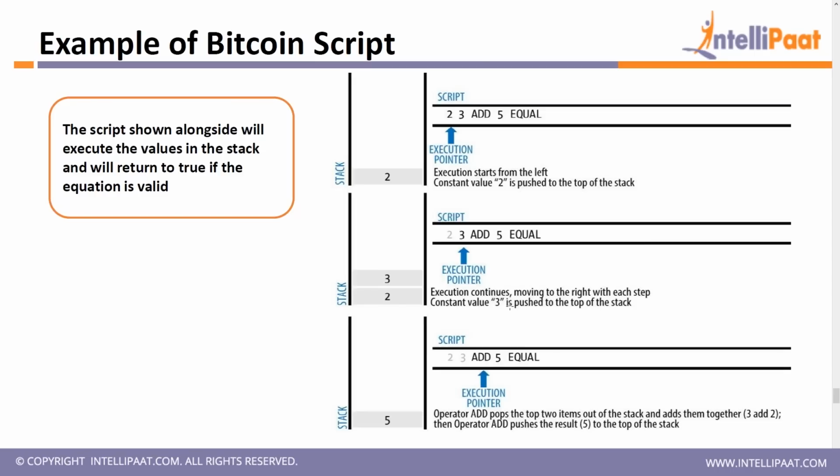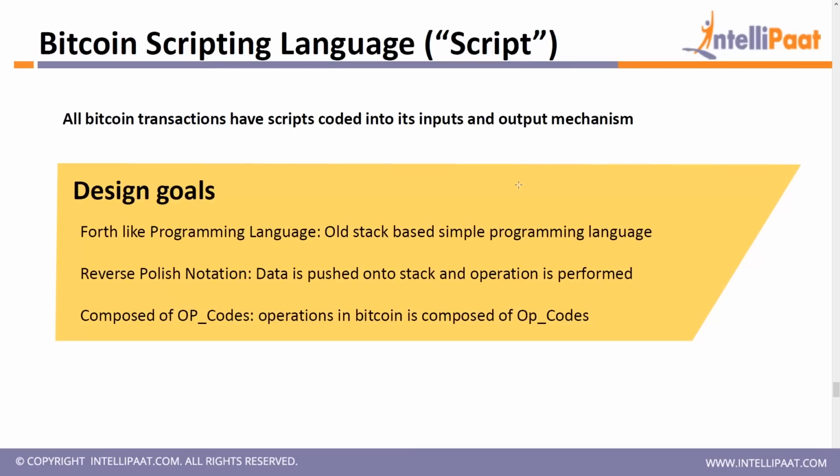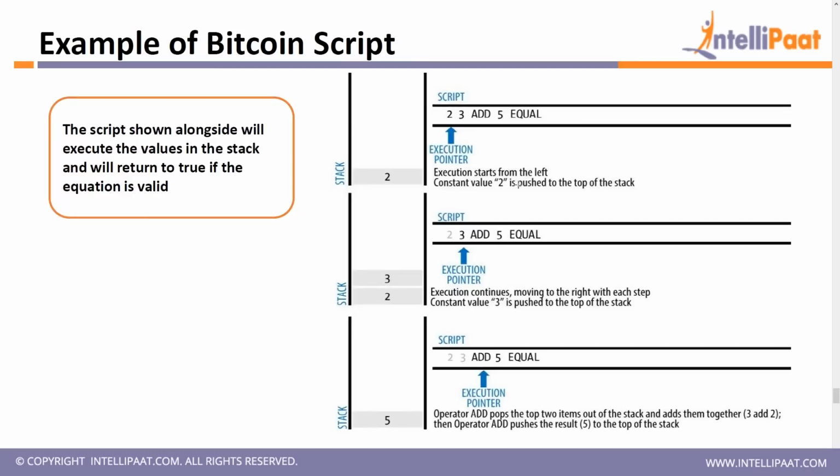The script shown alongside will execute the values in the stack and will return true if the equation is valid. So it has multiple steps to execute inside the script. The scripts are written in a stack-based programming language called Forth or similar programming languages. They have syntax and execution pointers. Execution starts from the left: the constant value 2 is pushed to the top of the stack. Execution continues moving to the right, and with each step, the constant value 3 is pushed to the top of the stack.